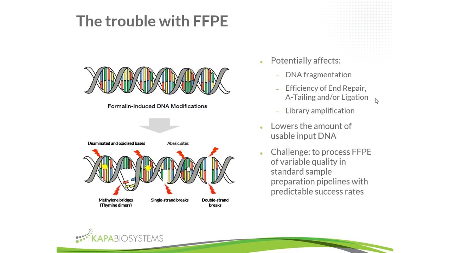The other consequence of these damages is that it lowers the usable amount of input DNA. So when we put 100 nanograms of FFPE DNA into a library construction pipeline, the amount of DNA that's actually available for library construction could be far less than that because of the molecular damage. And the main challenge here is to be able to process FFPE samples of variable quality in standard sample preparation pipelines with predictable success.